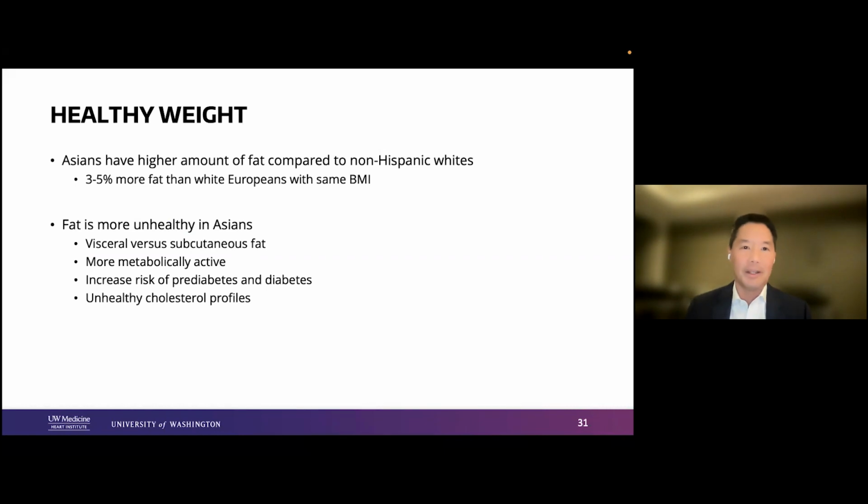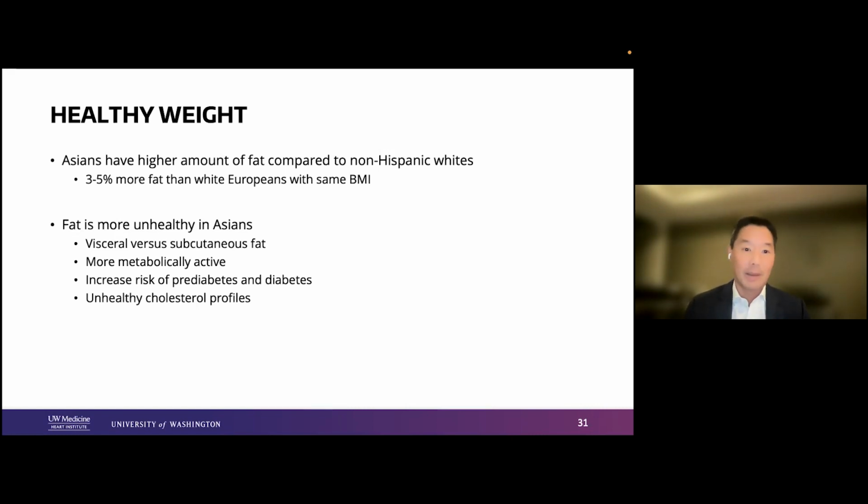But as I said earlier, we know that there are things that are unique to Asians. So we have a higher amount of fat relative to non-Hispanic whites, and that with the same BMI, some Asians, and not always exactly the same as a group, but some South Asians may have higher amount of fat than white Europeans with the same BMI. And as I said earlier, we know that our fat is unhealthier.